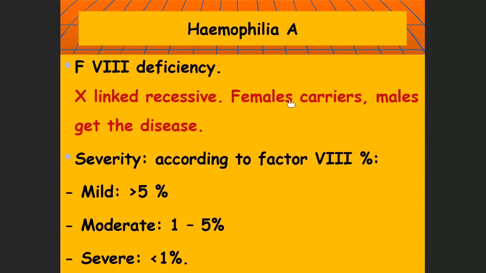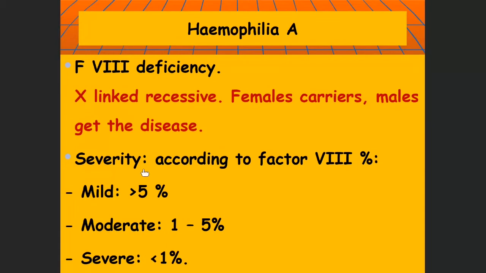Inheritance of hemophilia A is sex-linked or X-linked. This means this is a disease of males. Females are carriers. They transmit the disease to their sons. Okay, this is a disease of males because it is X-linked or sex-linked.